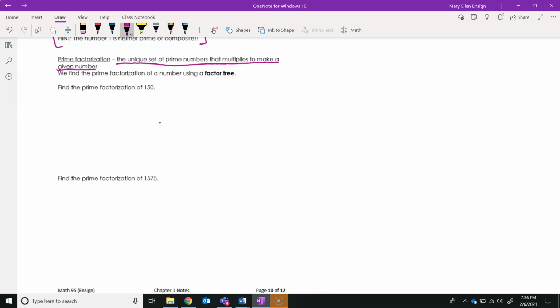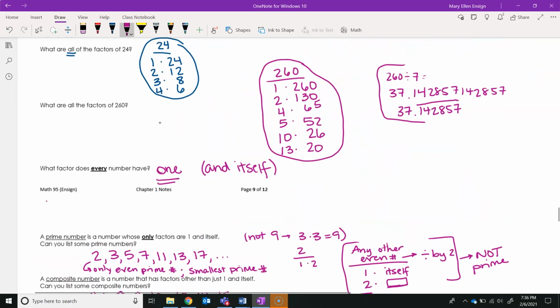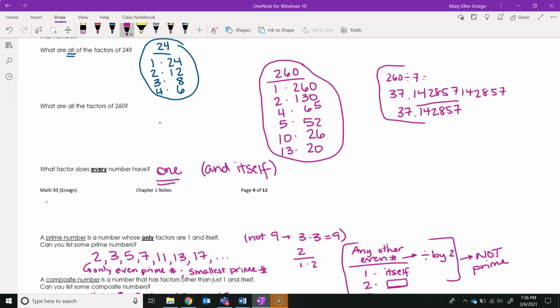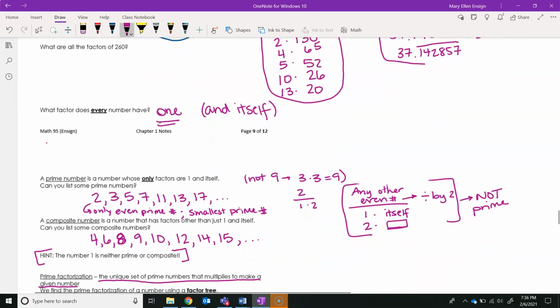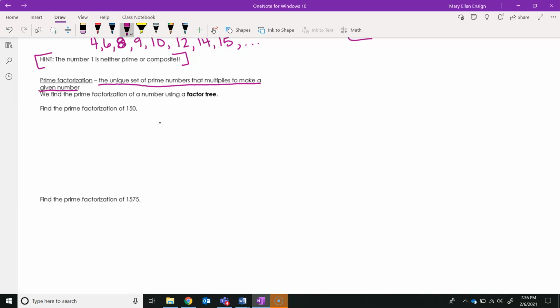Okay, so when we looked at all the factors before, we were looking for any 2 numbers that multiply to make that given number. So for example, 4 times 65, 10 times 26, 13 times 20. Any numbers. Some of these are prime, like 2 and 5 and 13. Some are composite, like 4 and 10 and 65 and 52, okay? Those are all composite. So it didn't matter which we wanted. So finding the prime factorization is a different question here.